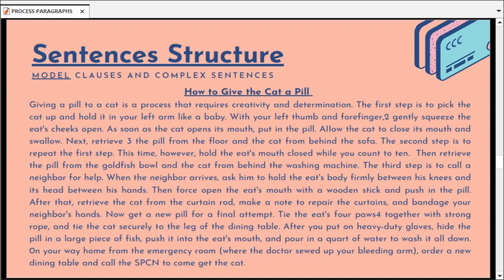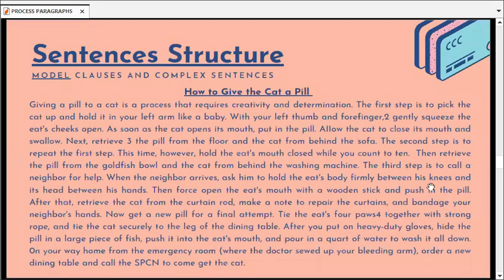The third step is to call a neighbor for help. When the neighbor arrives, ask him to hold its body firmly between his knees and its head between his hands. Then force open its mouth with a wooden stick and push in the pill. After that, retrieve the cat from the curtain rod, make a note to repair the curtains, and then take your neighbor to the hospital. Now get a new pill for a failed attempt.